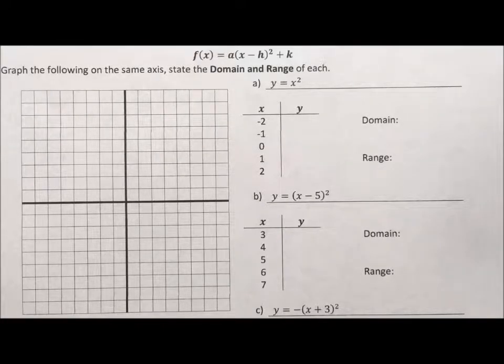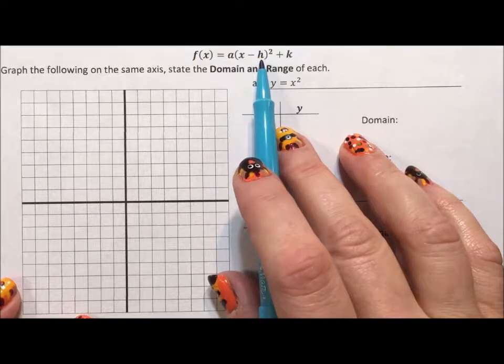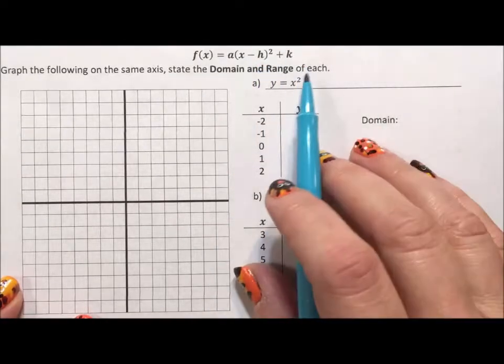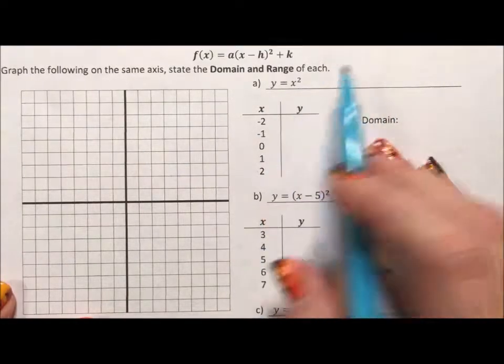Today I'm doing a series of videos on parabolas and graphing parabolas in vertex form. In this video, what I want to do is focus on how this h affects the graph. I'm going to start by graphing just y equals x squared, the most basic version of a parabola.